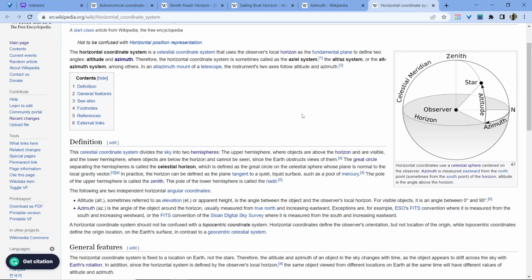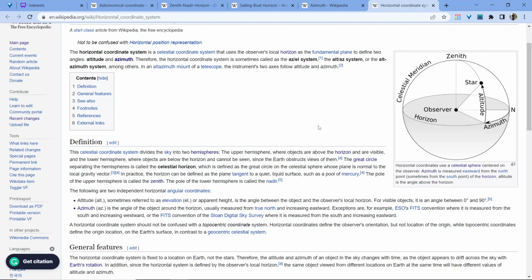The celestial coordinate system divides the sky into two hemispheres. In the upper hemisphere, objects are above the horizon and are visible, and in the lower hemisphere, objects are below the horizon and cannot be seen since the Earth obstructs views of them. The great circle separating the hemispheres is called the celestial horizon, which is defined as the great circle on the celestial sphere whose plane is normal to the local gravity vector.